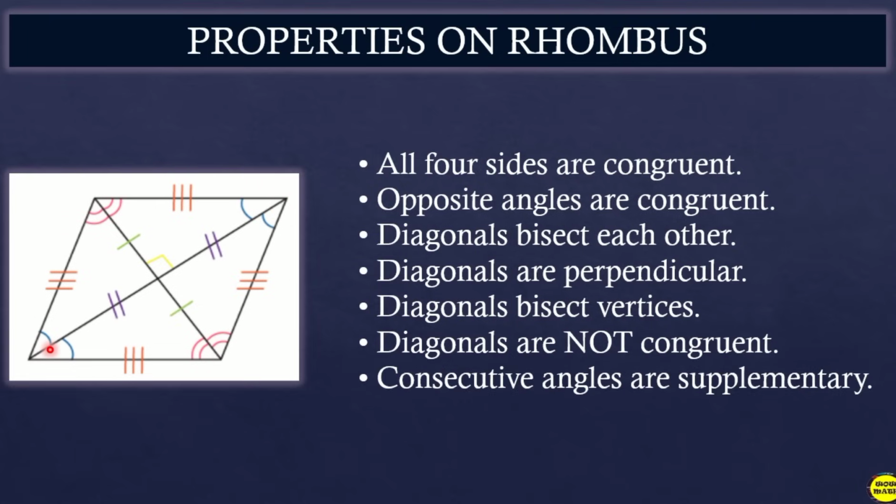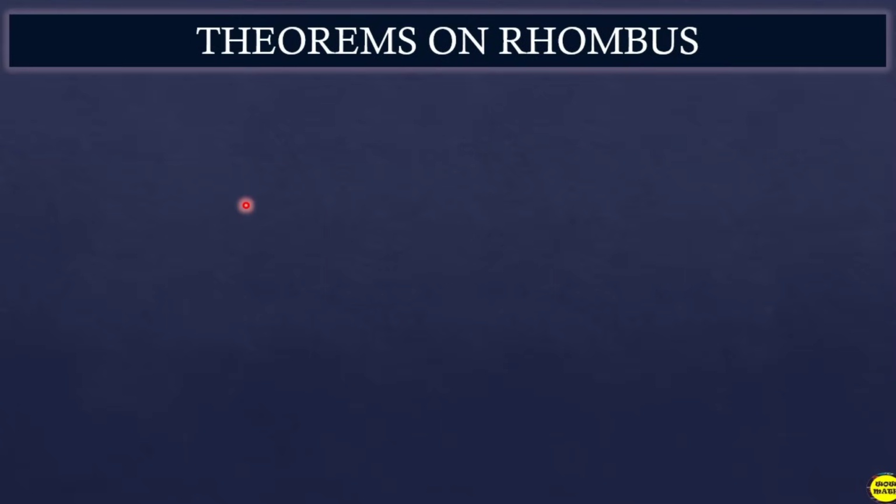And consecutive angles are supplementary. So, since ito po ay opposite angle nito, okay, ito pong dalawa, yung tapatan na yan, they are congruent. Ito, congruent siya doon. Pero itong dalawang magkasunod, so yung consecutive angles, are not congruent, but they are supplementary. Ibig sabihin, ang sum nitong dalawang angles na to, na magkasunod, ibig sabihin consecutive, ay 180 degrees. So, dapat alam po natin itong mga properties ng rhombus. Okay, so let's have the theorems on rhombus.